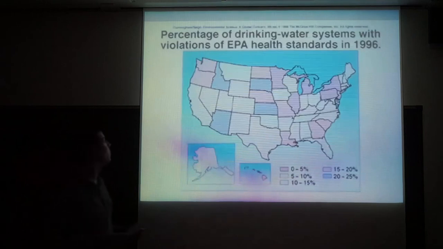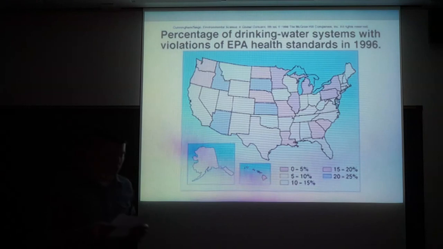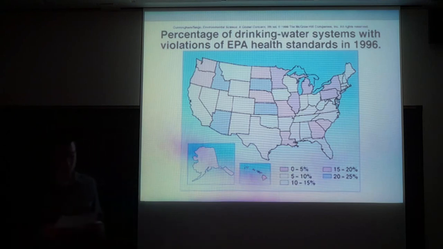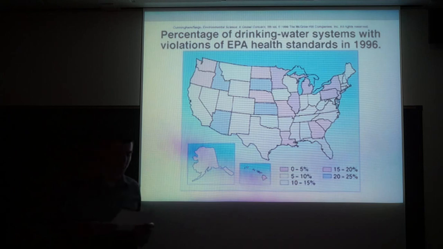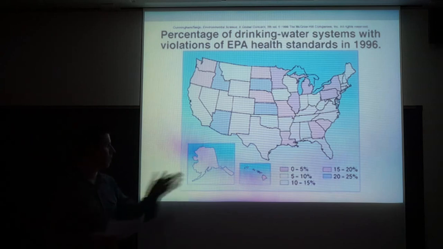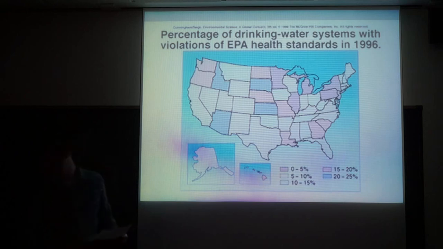Okay, this is a graph that shows the percent of drinking water systems with violations of EPA and health standards in 1996. And then in 1999, the EPA reported that 91% of all monitored river miles and 87.5% of all assessed lake acres are suitable for their designated uses. So ever since 1996, the states have progressed and have been battling pollution better.